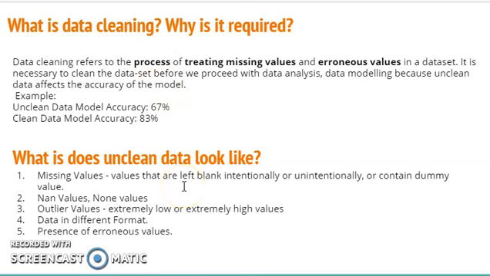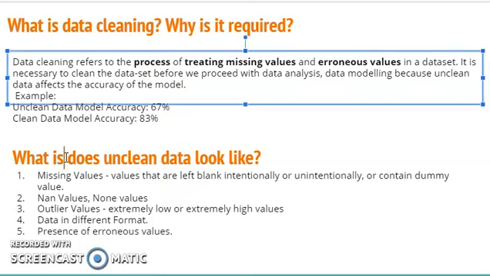The second question is, sorry, it's a small grammatical mistake. What does unclean data look like? Unclean data basically refers to missing values, NaN values, None values. Now, here is a small alert that NaN values and None values are different. They are not the same. This thing we'll discuss in the upcoming slides.